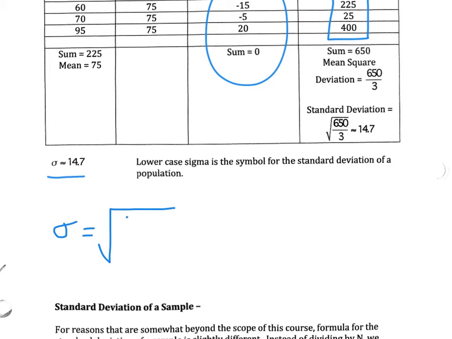we are going to take the sum of the differences between each individual data point and the mean, so x minus mu, and we squared those differences. That's what that last column was, the differences squared added together. And we divided that by the number of values in the population, or the population size, so we need a capital N for that.